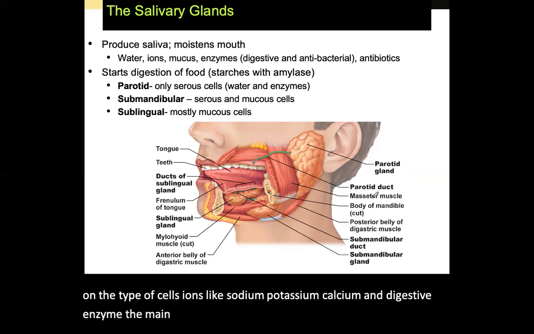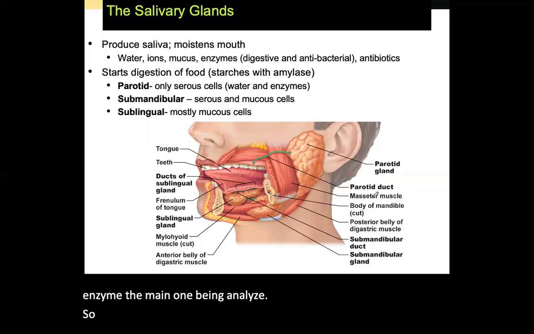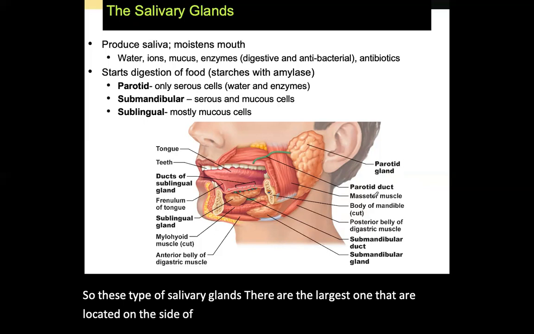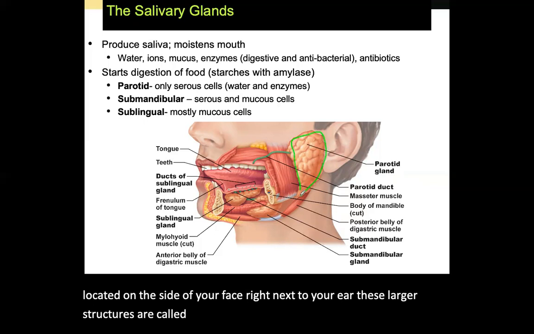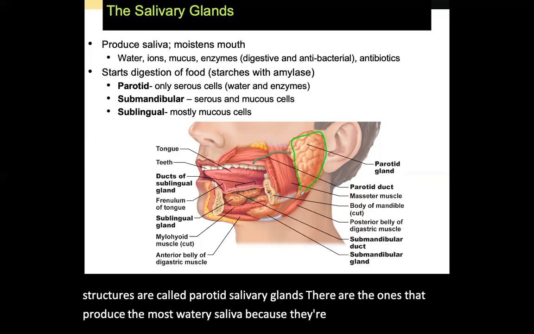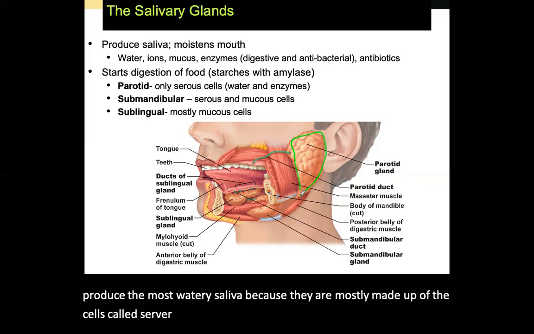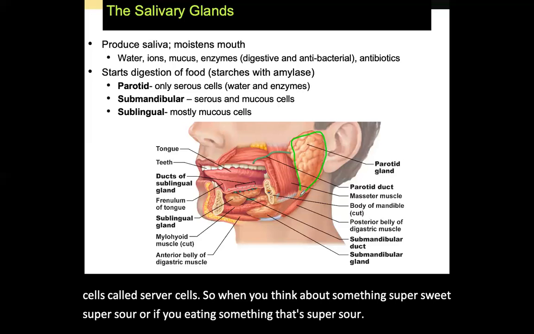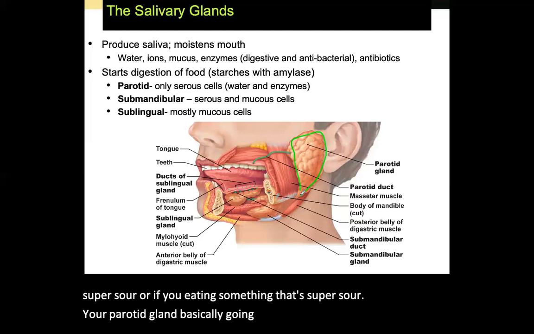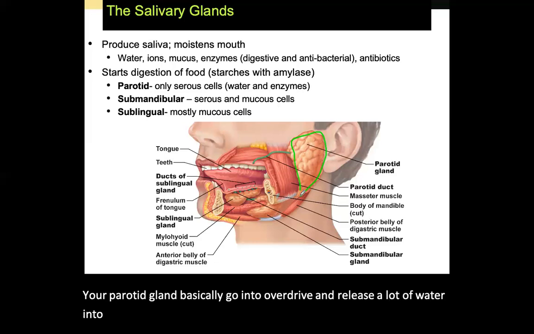The largest salivary glands are located on the side of your face, right next to your ear. These largest structures are called parotid salivary glands. They are the ones that produce the most watery saliva because they're mostly made up of cells called serous cells. So when you think about something super sweet, or if you're eating something that's super sour, your parotid gland basically goes into overdrive and releases a lot of water into your mouth to help you dilute the acidic environment of the mouth.